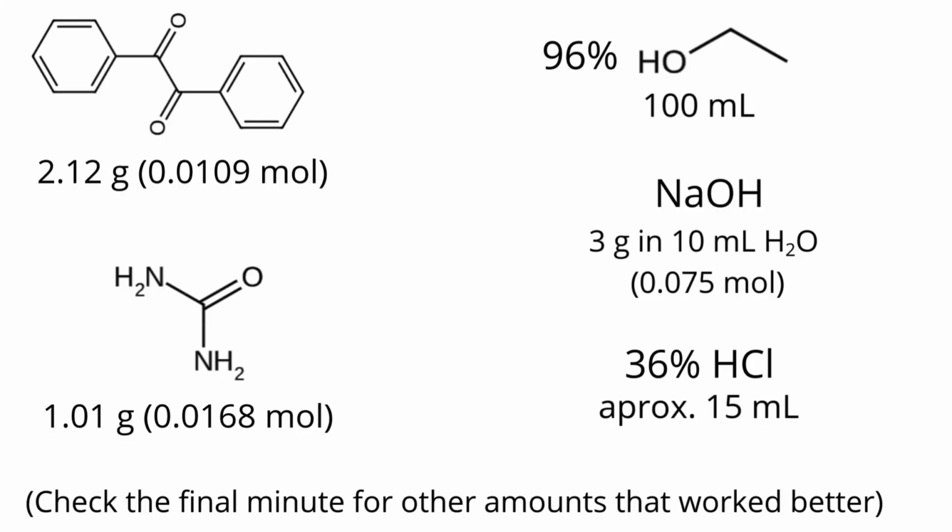For this experiment, you will need 2.12 grams of benzil, 1.01 grams of urea, 100 milliliters of 96% ethanol, 3 grams of sodium hydroxide, and approximately 15 milliliters of 36% hydrochloric acid.